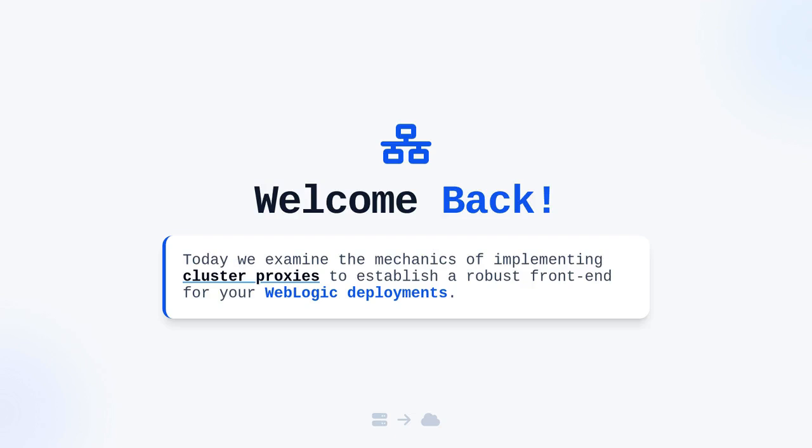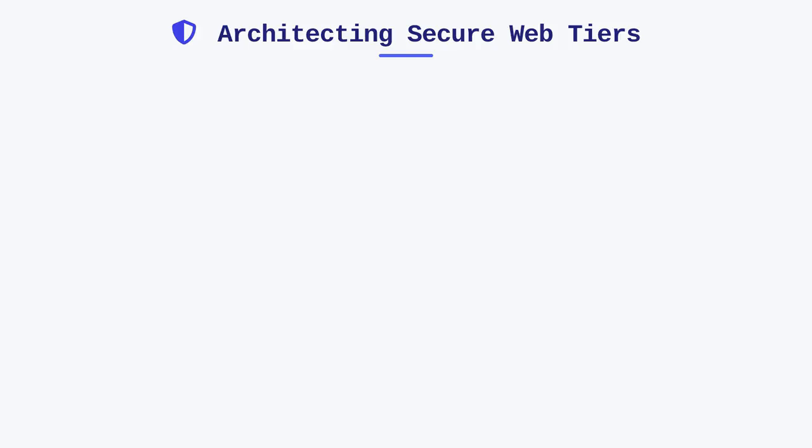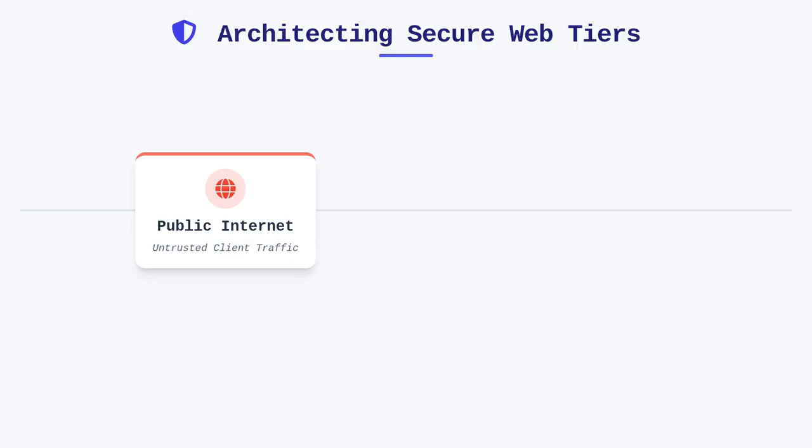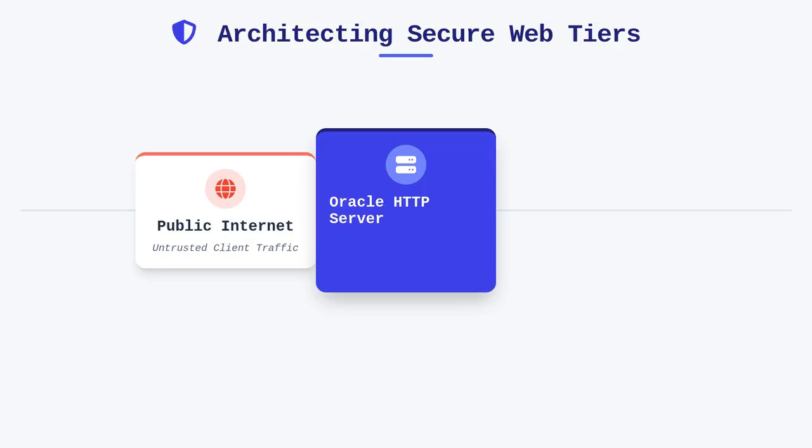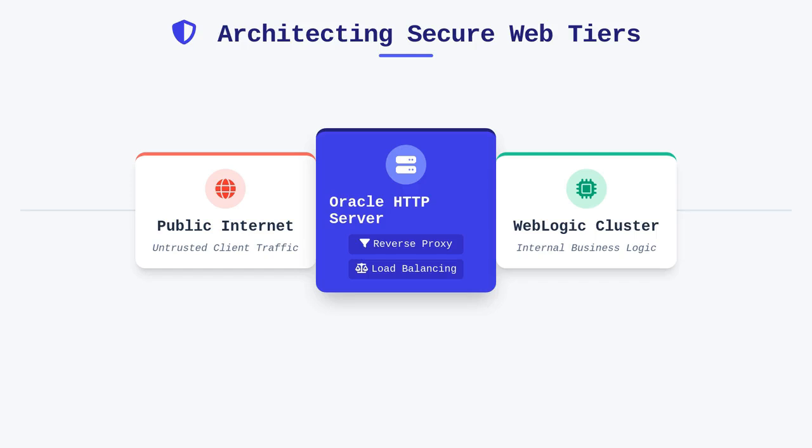Welcome back. Today we examine the mechanics of implementing cluster proxies to establish a robust front end for your WebLogic deployments. In professional production environments, exposing managed servers directly to the public internet is rarely a sound architectural choice. Instead, we typically position a dedicated Oracle HTTP server, or OHS, as a reverse proxy tier to shield our internal resources. By utilizing the Oracle Web Tier Installer, we gain access to the specialized modules required to bridge HTTP requests from the perimeter to our internal cluster members.